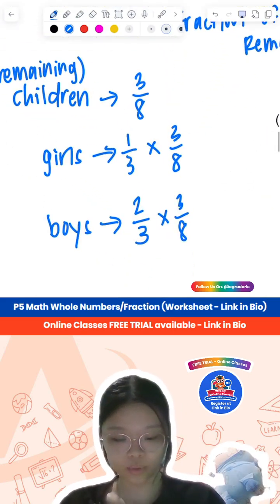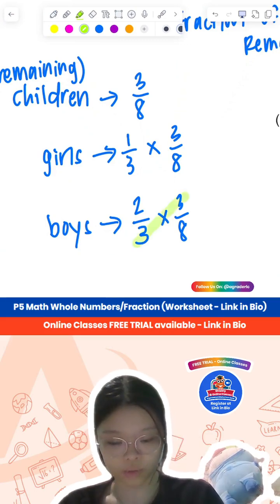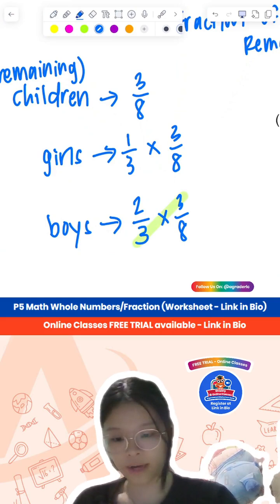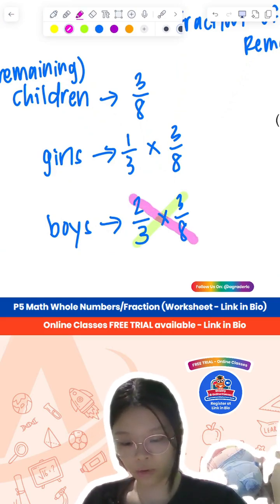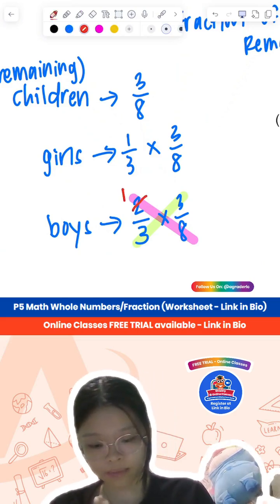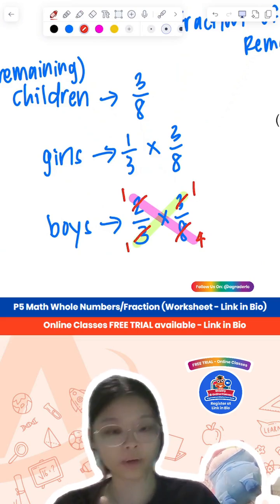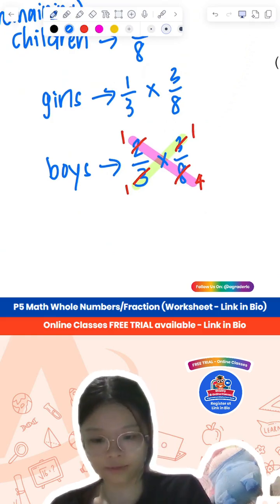And then we learned about cross divide, or cross cancel, depending on what you learn in school. Green, I can cross divide. The pink, I can also cross divide. So to cross divide, 2 becomes 1, 8 becomes 4, 3 and 3 are the same, so they both become 1.